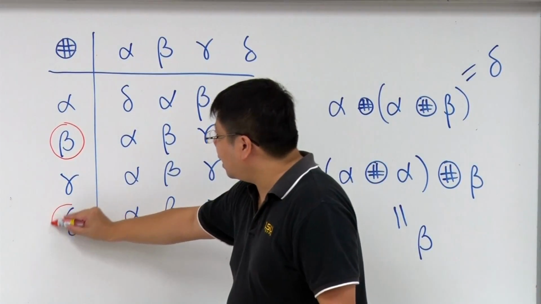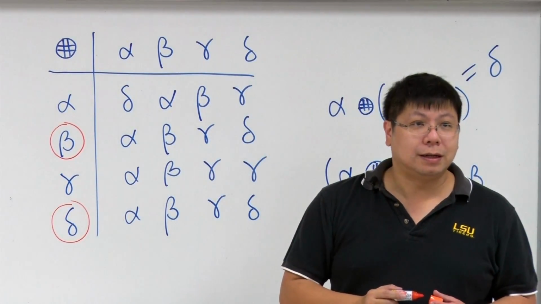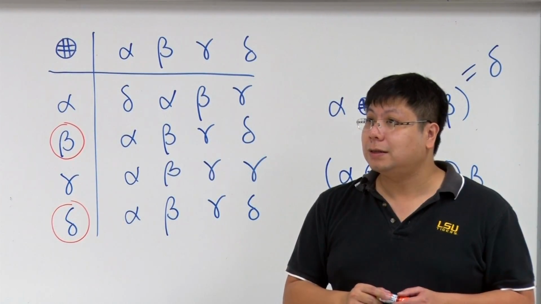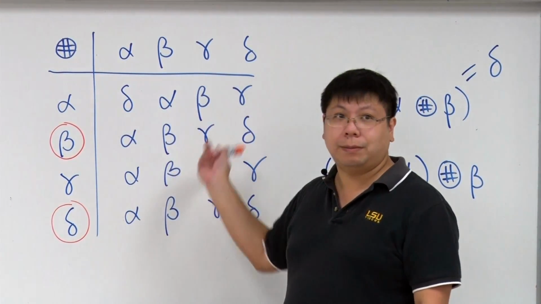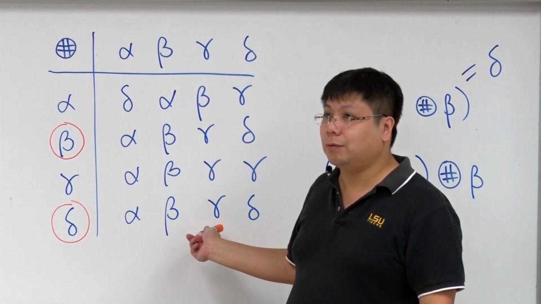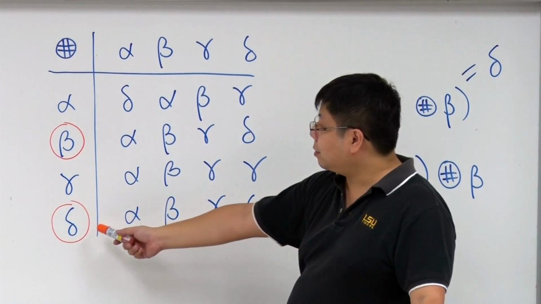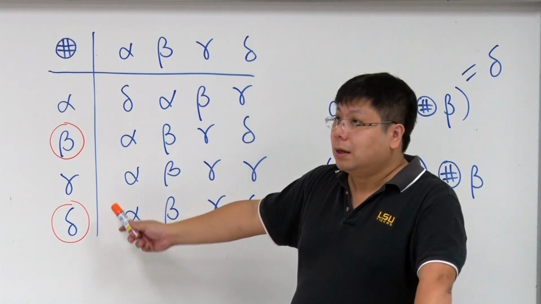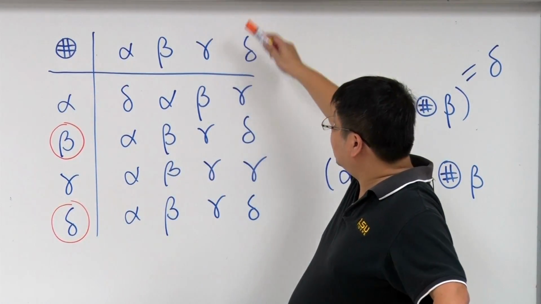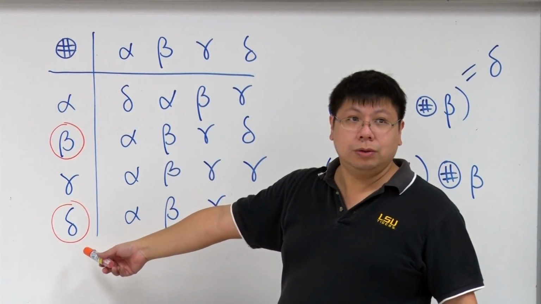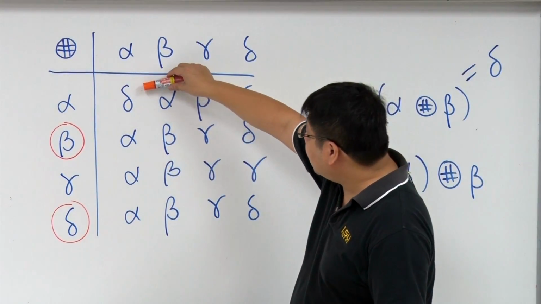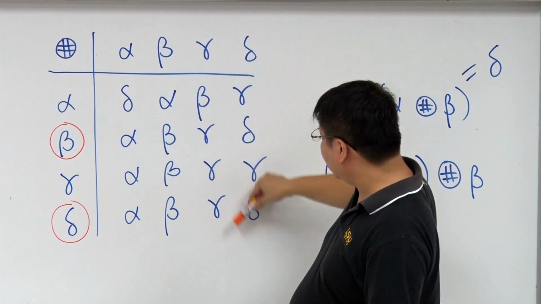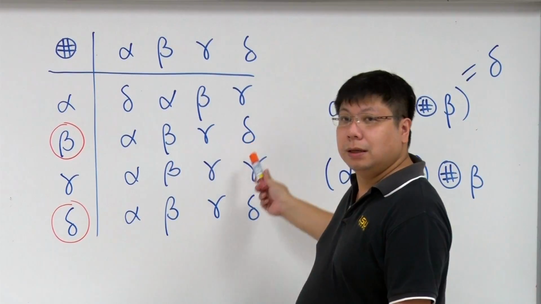And here, this is delta. Delta is also a left identity. Is that okay? Because delta alpha, you get alpha. Delta beta, you get beta. Delta gamma, you get gamma. Delta whatever, you get whatever. So it is a left identity as well. But on the other hand, there is no right identity. Nothing that is alpha, beta, gamma, delta here. Nothing. Okay? So what does it mean?